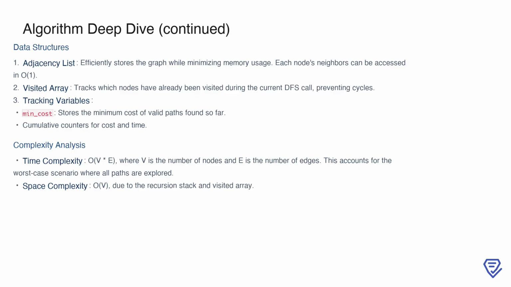traverses the graph. When it comes to complexity, the time complexity is O(V*E), where V is the number of nodes and E is the number of edges. This accounts for the worst-case scenario where all paths are explored. The space complexity is O(V), driven by the recursion stack and the visited array. These choices balance the need for thorough exploration with efficient resource usage.